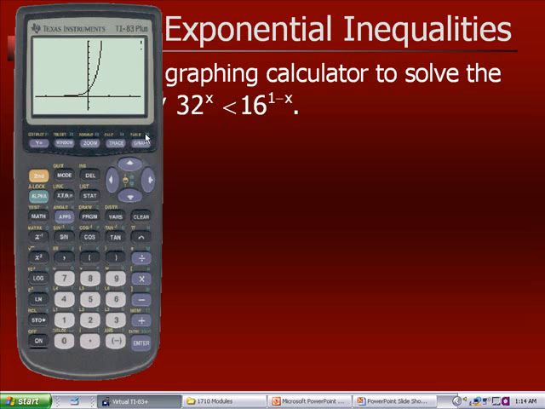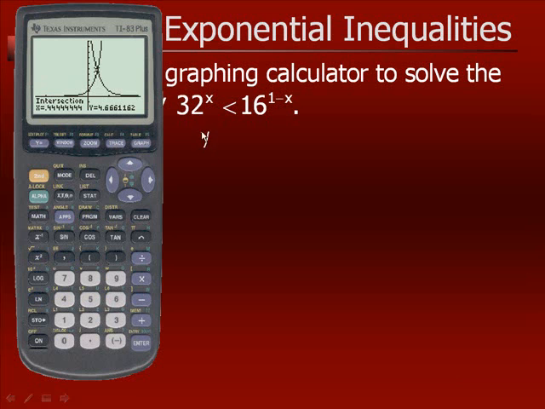So there's your 32 to the x. There's your 16 to the 1 minus x. Find where they intersect. Second, calculate number 5. Enter, enter, enter. And we would get x is equal to 0.444.